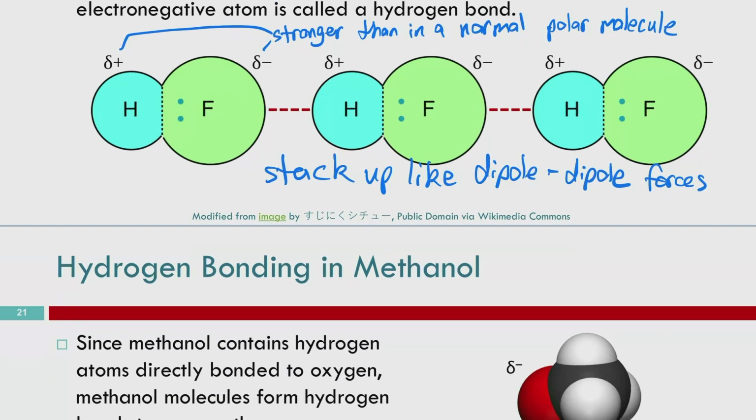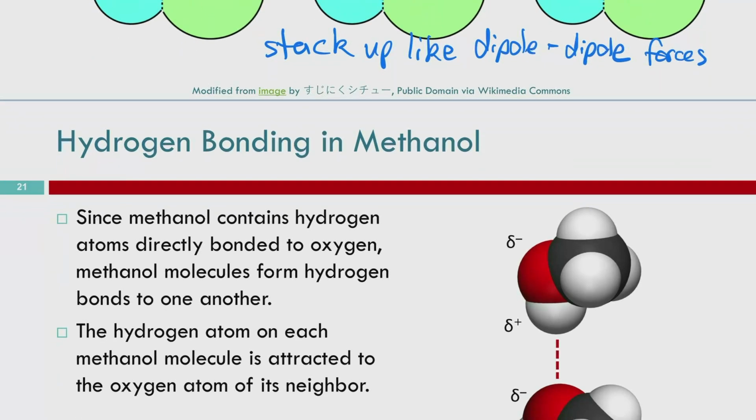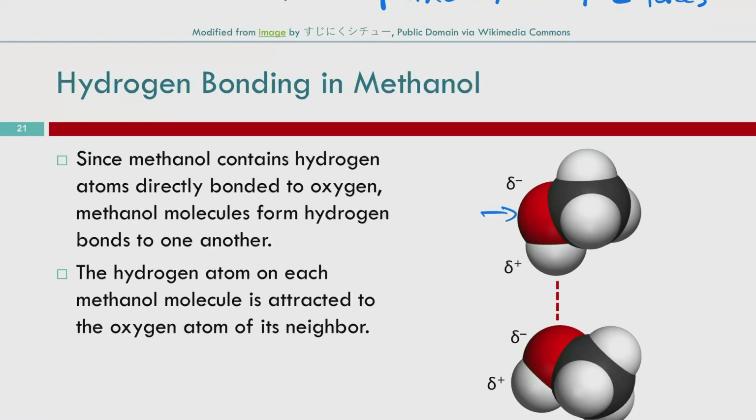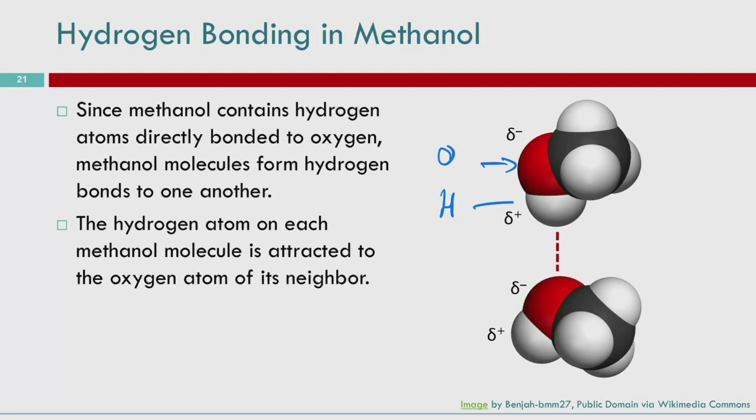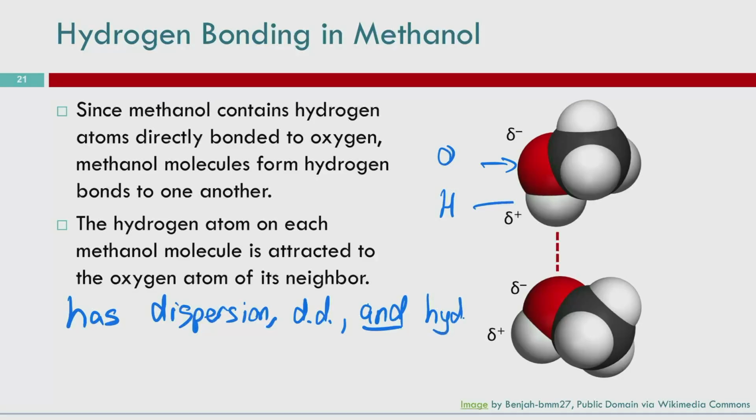Methanol, wood grain alcohol, has hydrogen bonding. It's got oxygen directly bonded to a hydrogen, and so it can engage in hydrogen bonding. So this has dispersion forces, dipole-dipole, and hydrogen bonding. Generally, we only care about the strongest of the forces, so hydrogen bonding is the one that we would care about here.